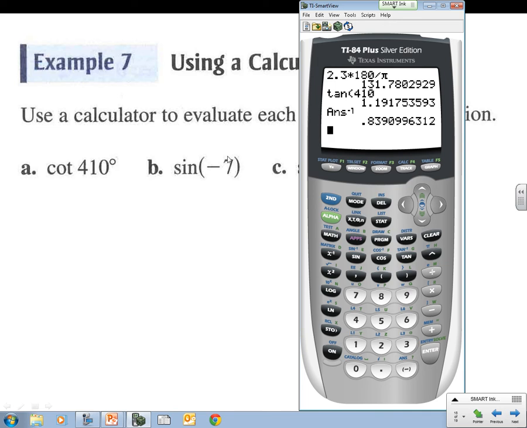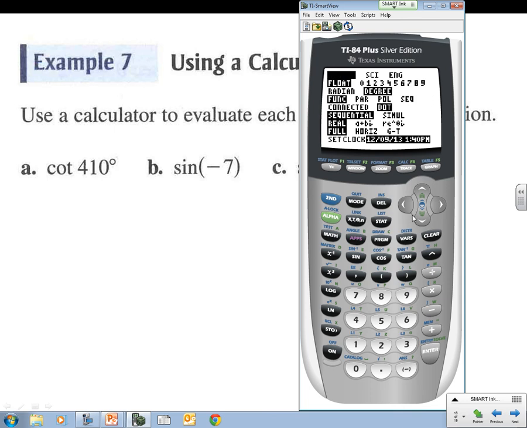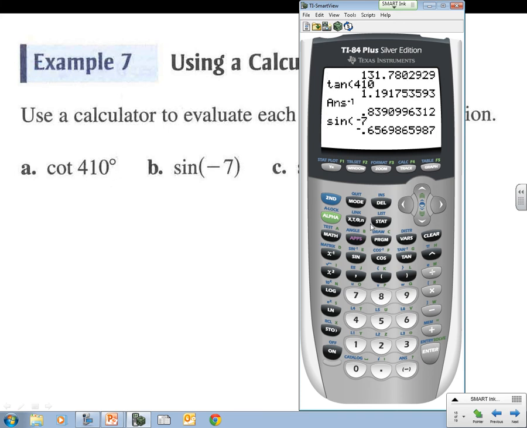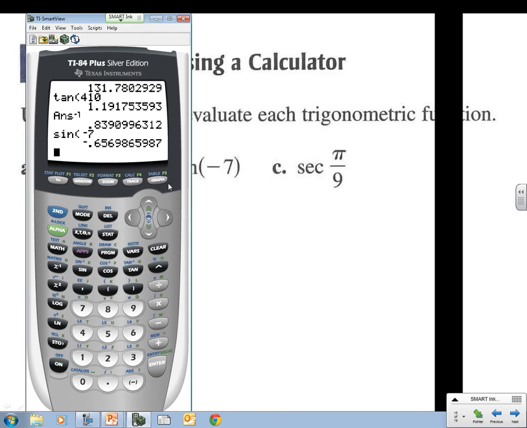How about this? Negative 7. Is this in radians or degrees? Do not see a degree sign, so this is in radians. So let's go to mode. We're going to change it to radians. Second quit gets me out of there. And right now we just do sine of negative 7. That's all we need to do. Don't need to flip it over. Negative 0.657. Last but not least, secant of pi over 9.